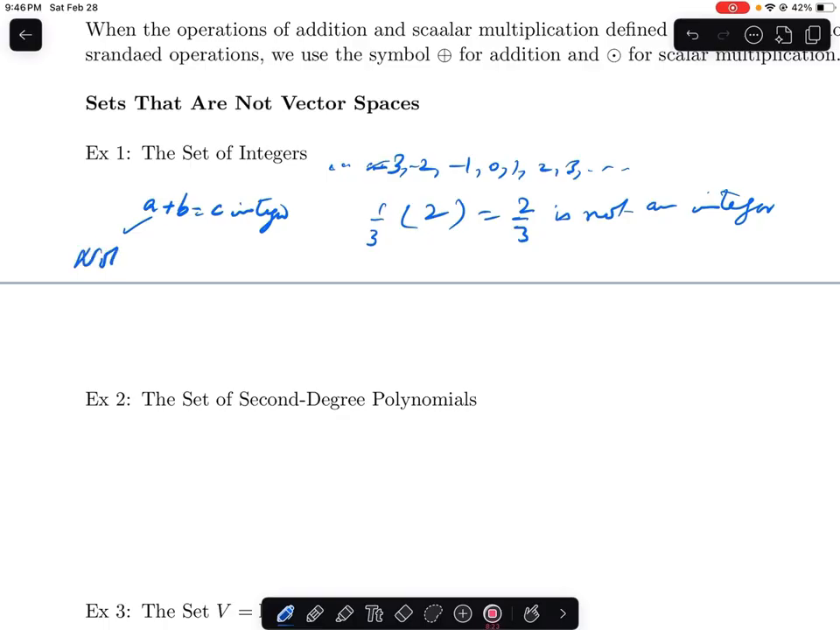Not closed under scalar multiplication. Therefore, not a vector space.